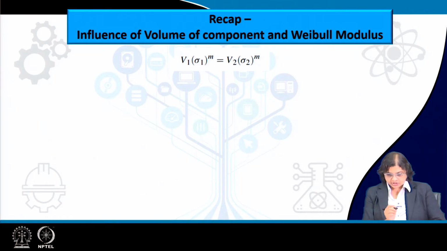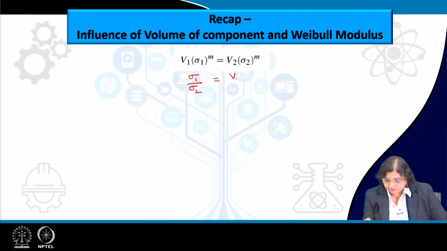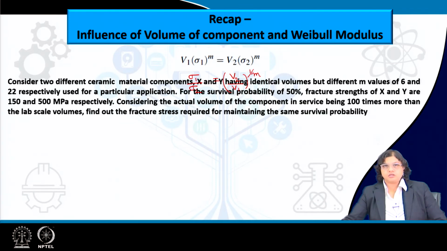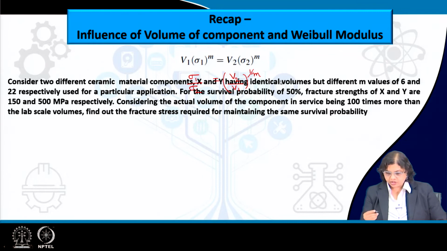So, again this relation can be simplified as sigma 1 by sigma 2 is given by V2 by V1 to the power of 1 by m. So, okay, let me just wipe this.